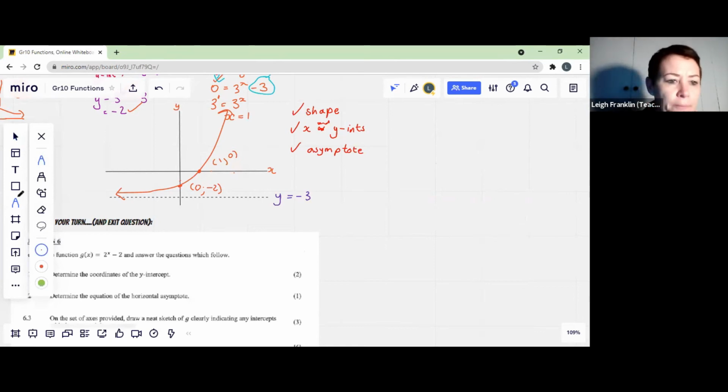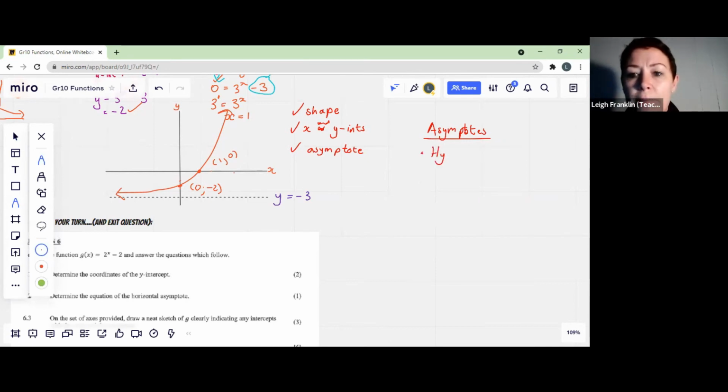Okay, so some functions have asymptotes and other functions don't. And the functions that have asymptotes that you are going to be studying, so there's also a trig function that has an asymptote, but you'll do that once you've done trig. So the general functions that have asymptotes that you study are the hyperbola and the exponential function.